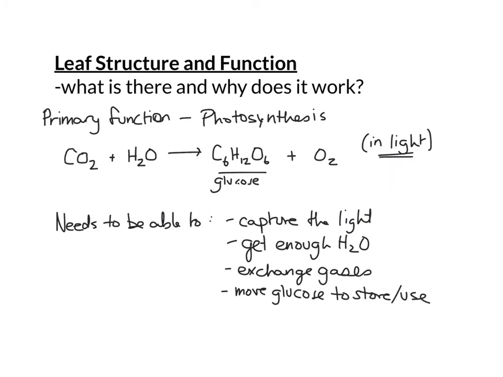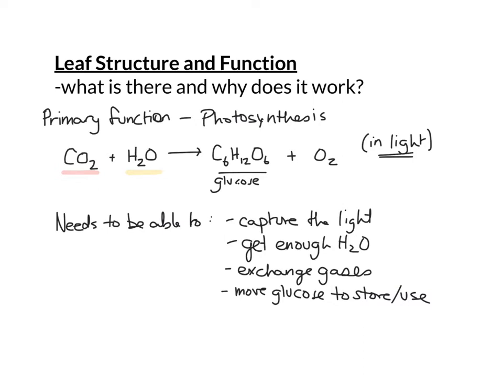So when you look at the leaf, you have to think about, okay, it's photosynthetic. Its goal is for photosynthesis. So it needs to be able to capture the light. It needs to get water because there needs to be water coming in for the actual chemical reaction, and it also needs carbon dioxide to come in. So we have to remember, how is a leaf structurally set up, and through evolution, how has it improved itself so that it will be maximizing its use?